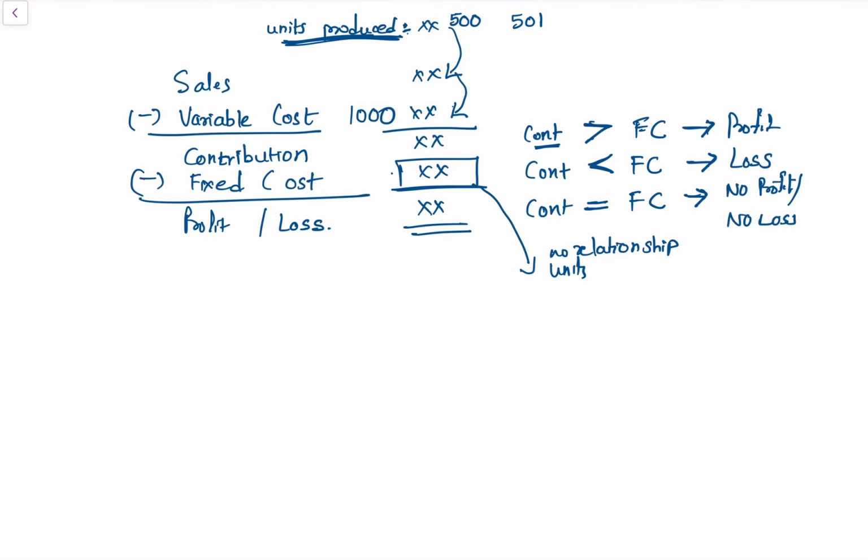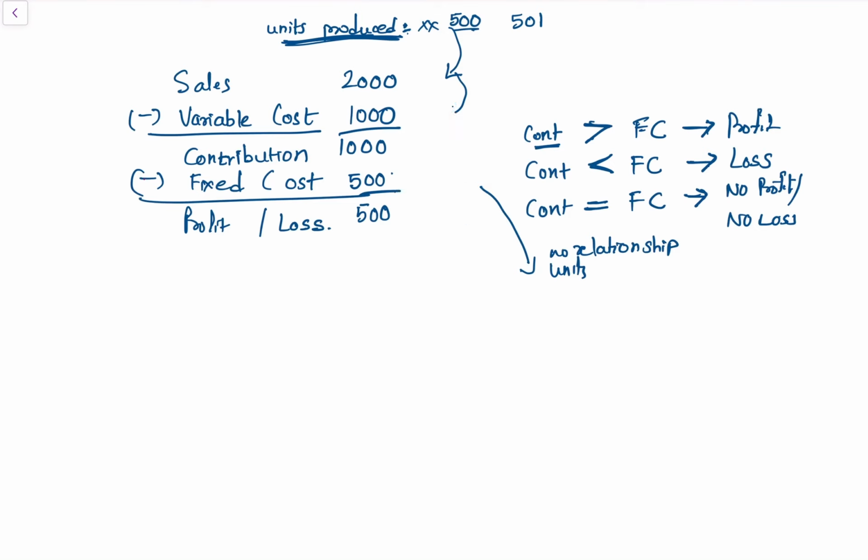So when units produced is 500, accordingly the sales will be given. Assume the sales is 2000 rupees for 500 units. Variable cost is 1000, so contribution becomes 1000. Assume the fixed cost is 500. Then you have a profit of 500 rupees. This is for the 500 units level.